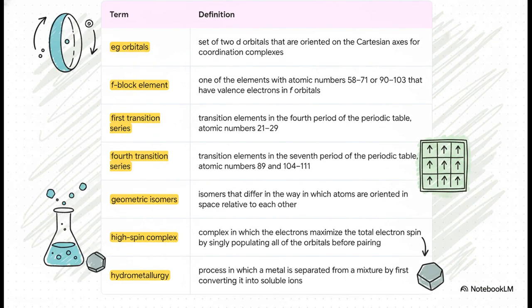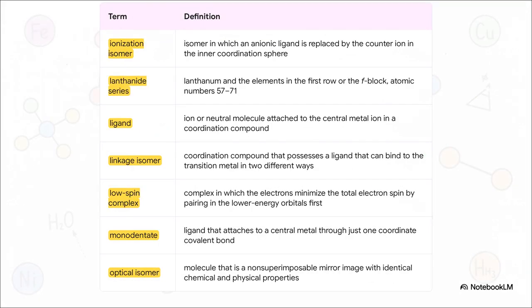This set gets into the specifics of electron orbitals and how we actually organize these metals on the periodic table. You'll also see the term high-spin complex, which is key for understanding their magnetic properties. And here you can see we're digging deeper into isomers. Understanding these is absolutely crucial for picturing the different 3D shapes these compounds can take.